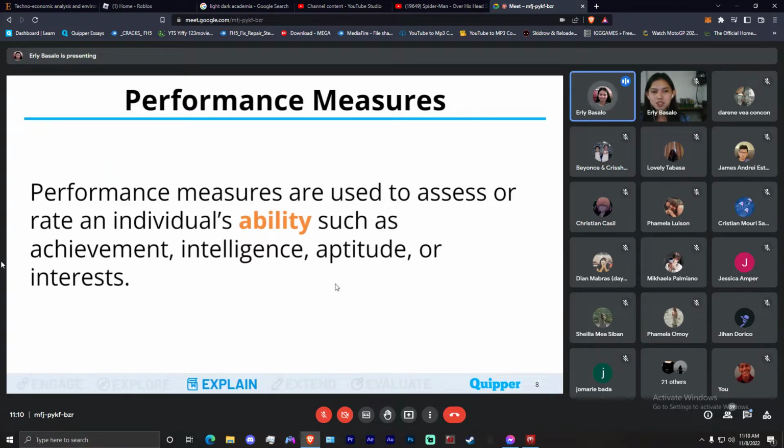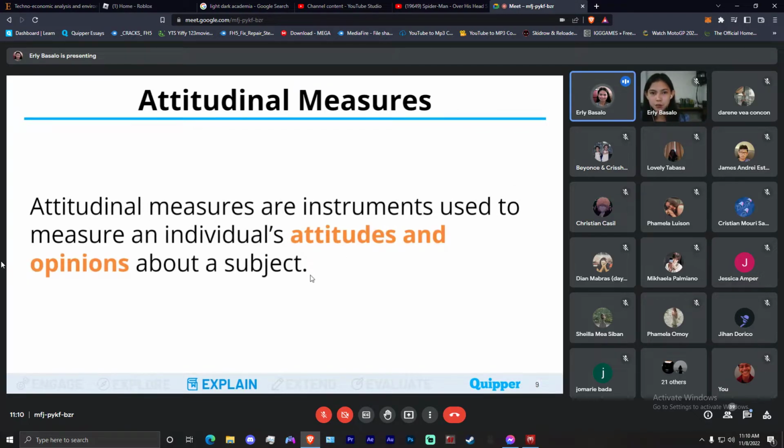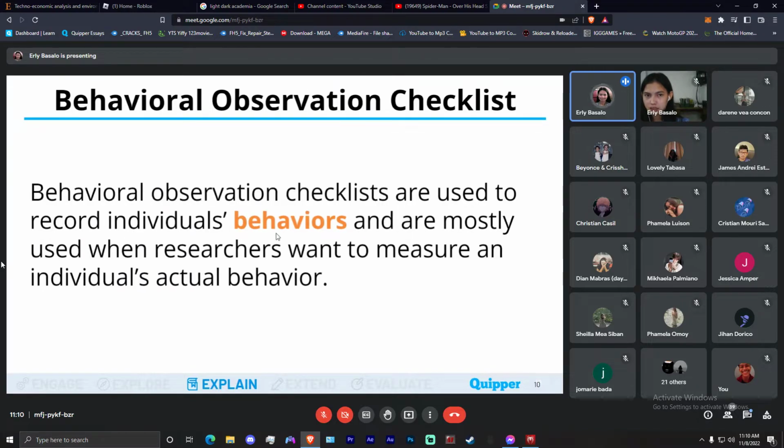Next we have performance measures. These are used to assess or rate an individual's abilities such as achievement, intelligence, aptitude, or interest. So it measures the performance of an individual. Next, we have attitudinal measures. Attitudinal measures are instruments used to measure an individual's attitudes and opinions about a subject.